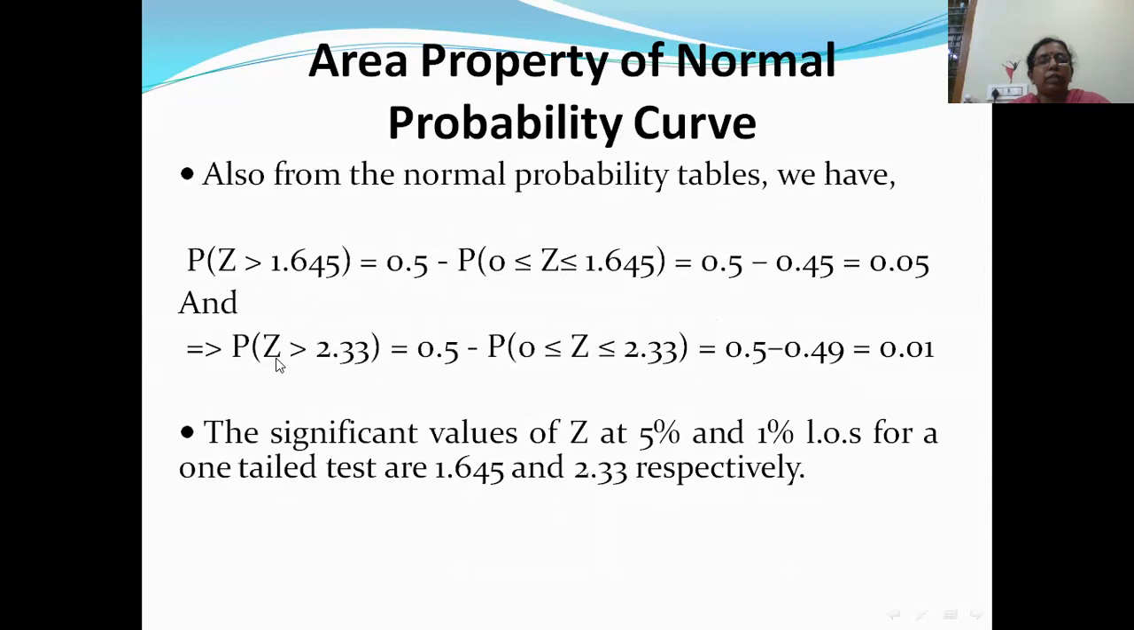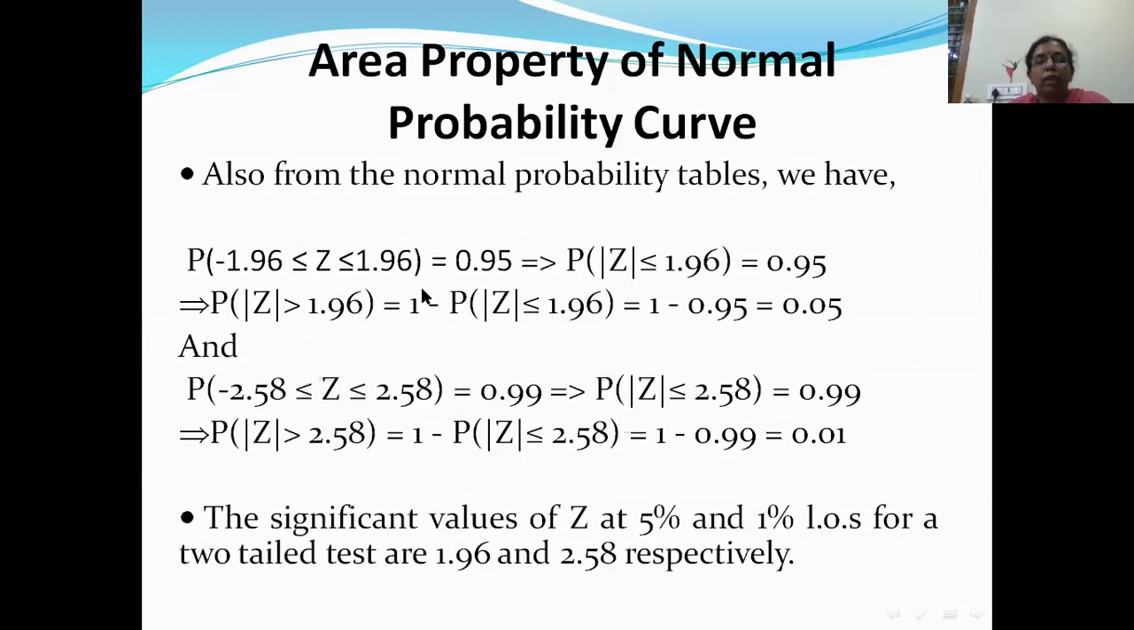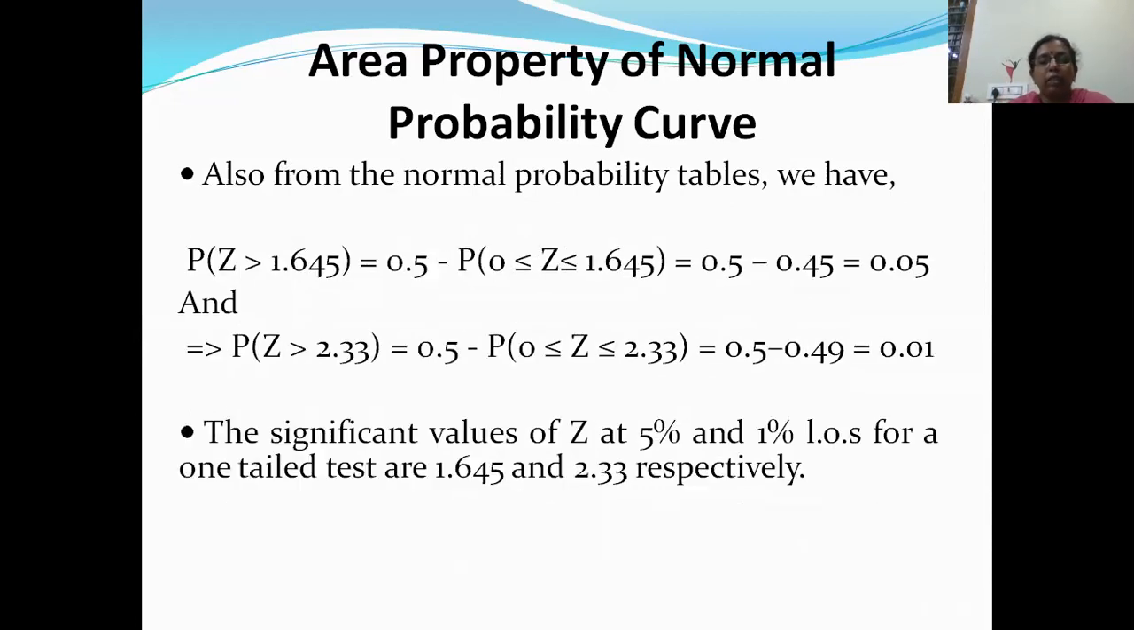Similarly, for probability of Z greater than 2.33, it will be 0.5 minus, because it is one-tailed, we are taking 0.5. There it was two-tailed, we have taken 1, both the tails we will be considering. And here, since it is one-tailed, we'll take only one half, either left or right. So with one half, we'll have only one rejection region, so I am taking it as 0.5. Now 0.5 minus probability of 0 less than or equal to Z, Z less than or equal to 2.33. So 0.5 minus 0.49, these are from the tables. So this is equal to 0.01.